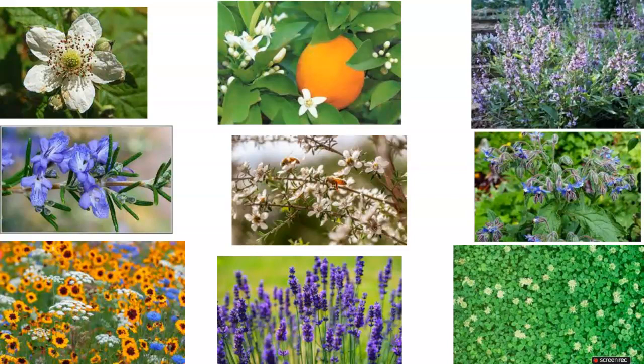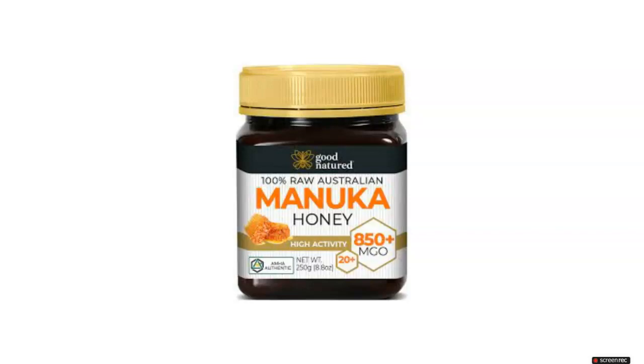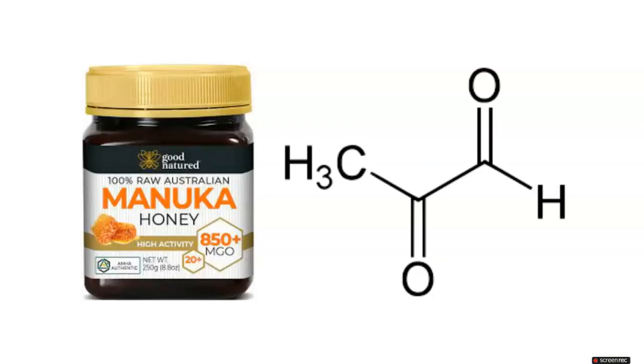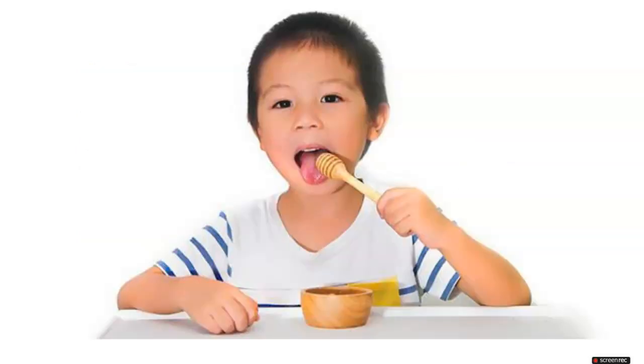Honeys collected from different plants can also contain unique components derived from that plant. For example, manuka honey, which is made from the nectar of the manuka tree, is known for its high methylglyoxal, otherwise known as MGO content. Honey tastes great, but what's really amazing is what it can be used for outside of its flavor.